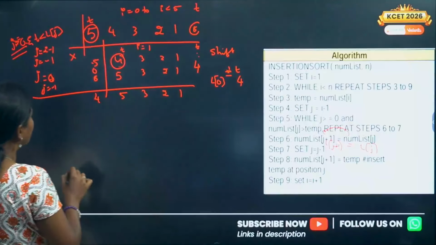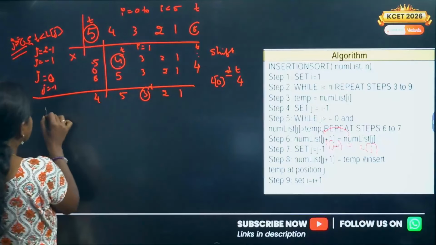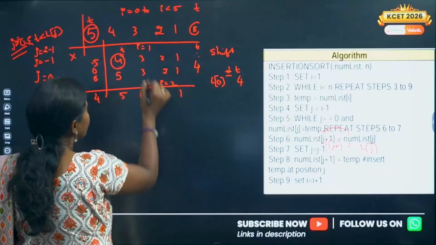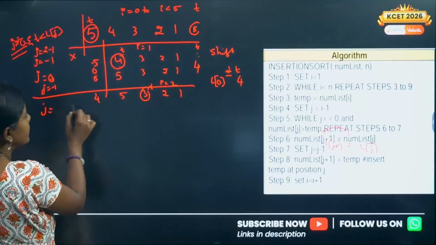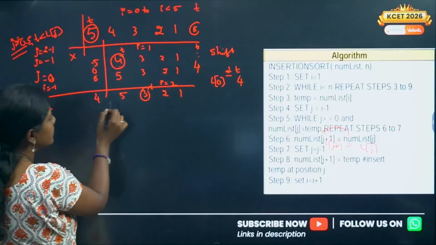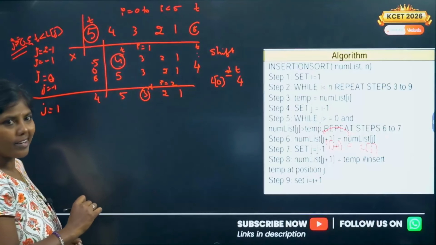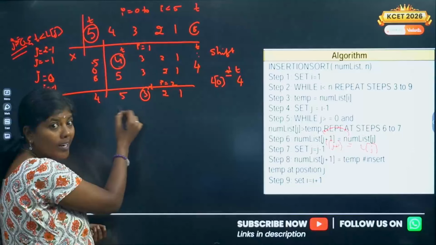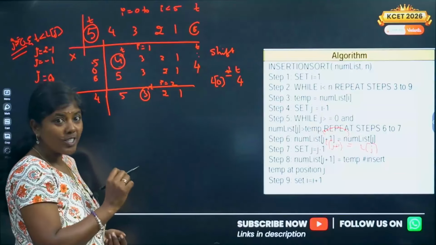Next, what will I do? I'm going to consider this is going to be my temp. And in this case, what is the value of I? I value is equal to 2 now. It is definitely less than 5. And I have to consider J is equal to what? It should be 1. Okay, then backward comparison. 4 is sorted.